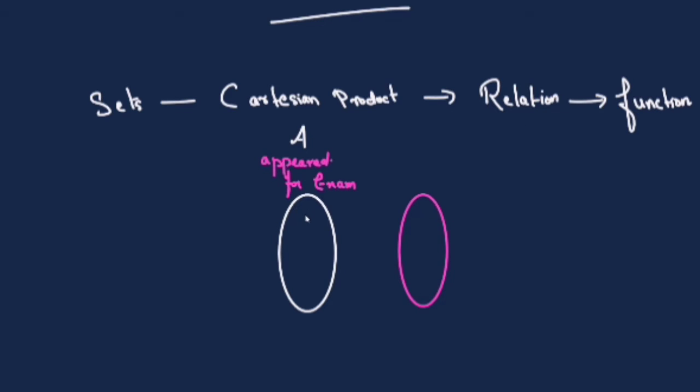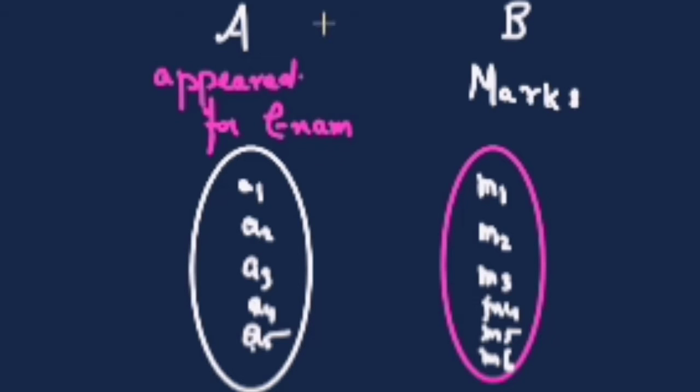Suppose you take set A as a set of students who appeared for the exam, and I just name them A1, A2, A3, etc. All these are the students. Now these are the marks, the marks got by the students. So we'll take it as set B. The marks we take as M1, M2, like this. All the children appeared for the exam.